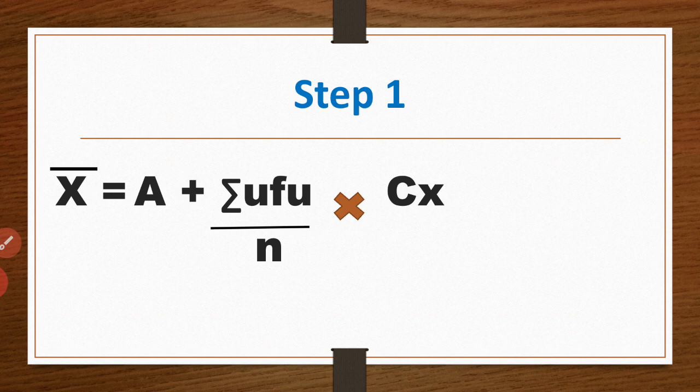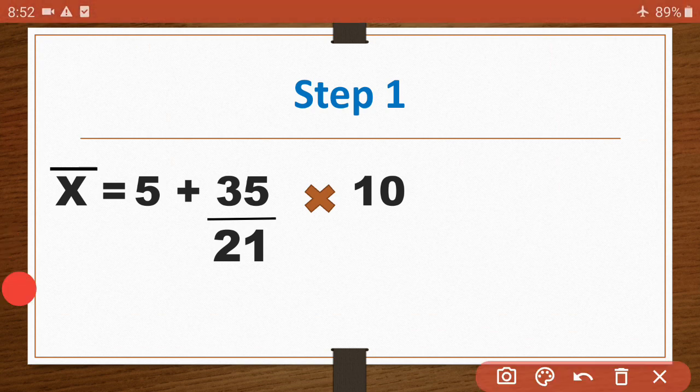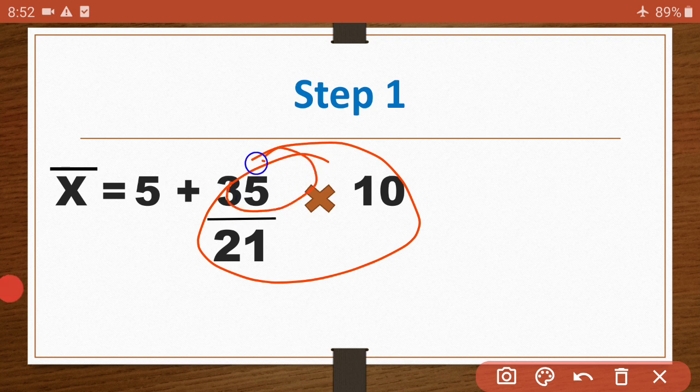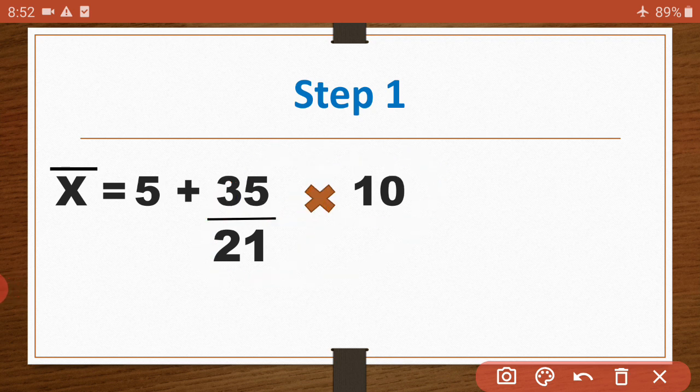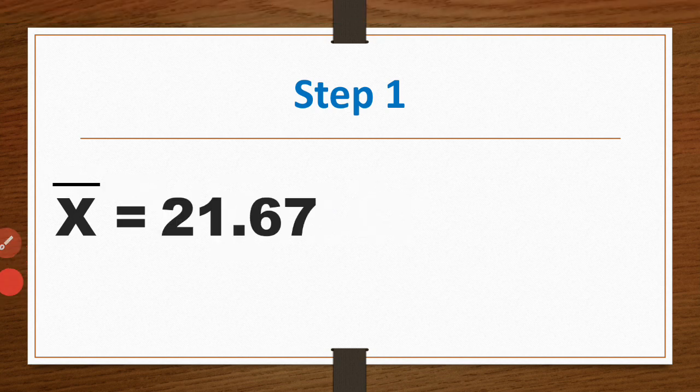Okay, put the value. A means the assumed value, which is 5, the smallest mid value of x. So 5 plus sigma ufu is 35, n is equal to 21, and cx means 10, the class interval in x. First of all, solve 35 into 10, then divide by 21. So you get the answer 16.67, and then after you add 5, you get the answer of the mean, 21.67.